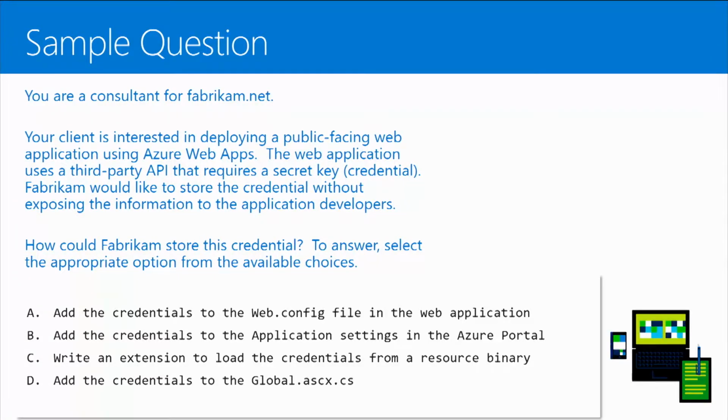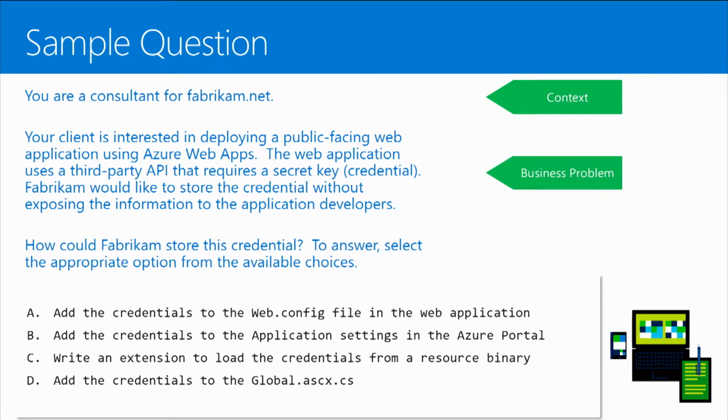So let's look at a sample question. Questions are broken up into 3 parts, and as we look at sample questions, I will show you each of these individual parts. So for this first sample question, we're going to start off with our context. You are a consultant for Fabricum.net. Once we state the context, which can be as short as that or pretty long, we will come up with a business problem. So your client is interested in deploying a public-facing web application using Azure Web Apps.